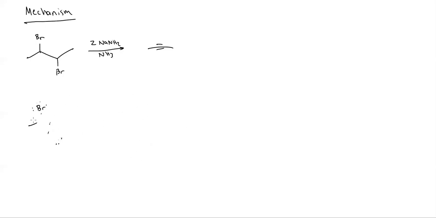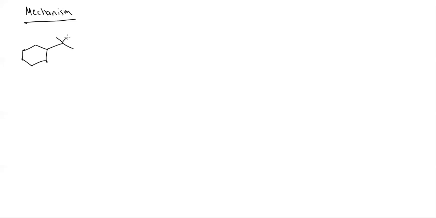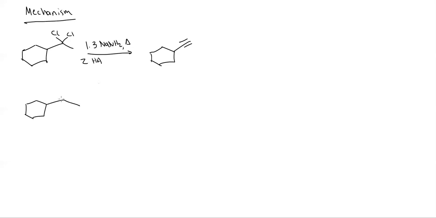So for geminal dihalides, again, it's just another double E2 reaction. If we use this one, and then again, I use my three equivalents of NaNH2 in heat, and then H2O, then I get my triple bond here. And so then the question is, how does this happen? Well, again, this is just another double E2.